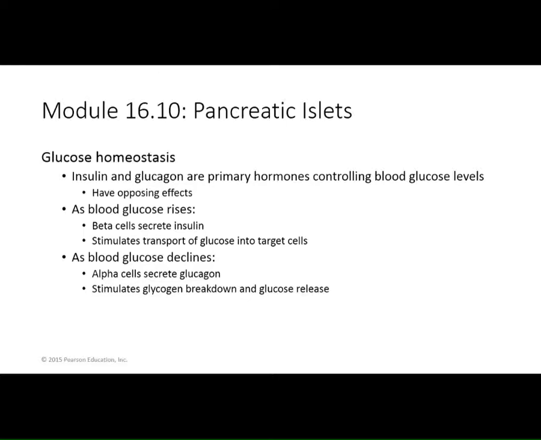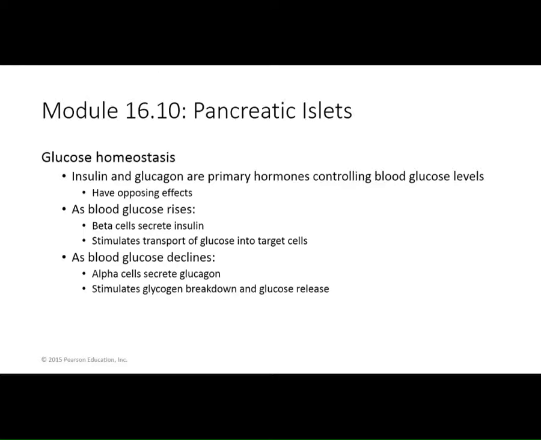Calcitonin and parathyroid hormone, right? Those are antagonistic, yin-yang, and insulin and glucagon are yin-yang. They're antagonistic hormones. As we said, as blood glucose goes up, insulin is released. That lowers your blood sugar.